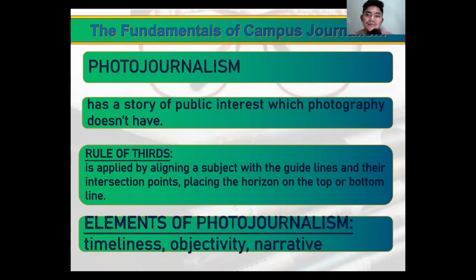Now, let's have the elements of photojournalism. Timeliness, yes. Raw, meaning as things happen, the photojournalist would like to really take pictures as it happens. Now, objectivity and the narrative. It's very important that your photos have story or angles. You don't just take pictures. You take pictures with angles.